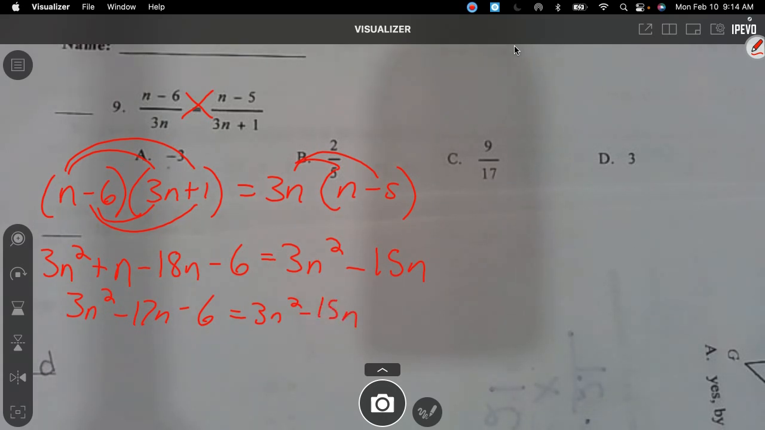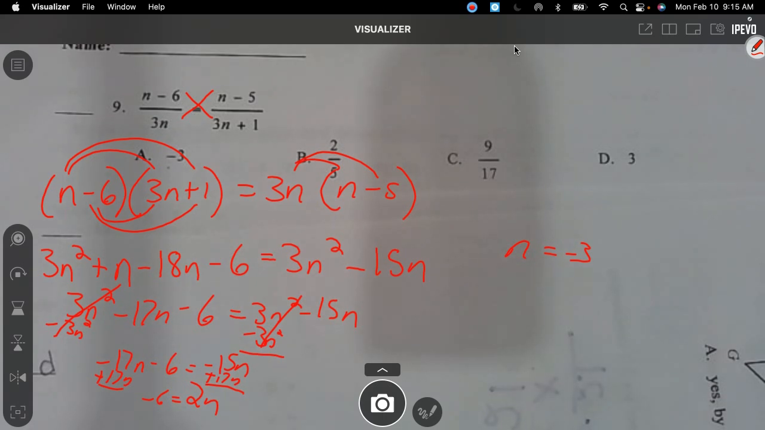Combine like terms over there. Now, if I subtract my 3n squared, this is nice because it goes away, which means there's no factoring involved. Okay, then what do we do? You add 17. Yeah, you're going to combine your n's. So we're going to add 17. So you get -6 equals 2, oops, forgot to write my 2, 2n. Divide by 2. So I get n is -3, which is answer choice A.